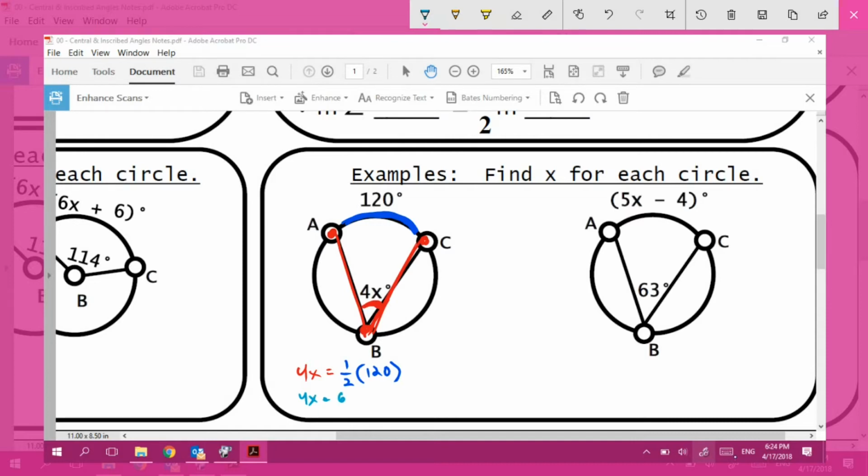It's 60. All right, so now I have 4x equals 60. So I just divide both sides by 4, and x equals 15. And that is it. So now you guys try the one on the right.